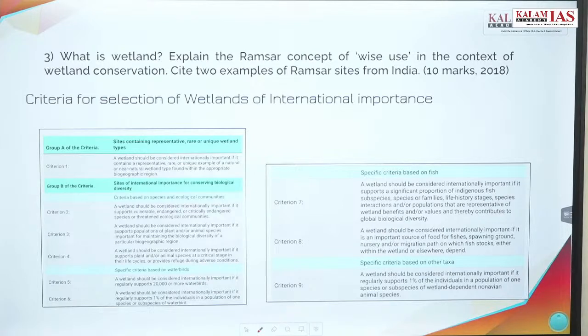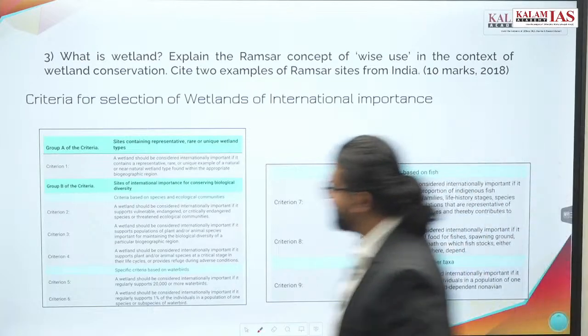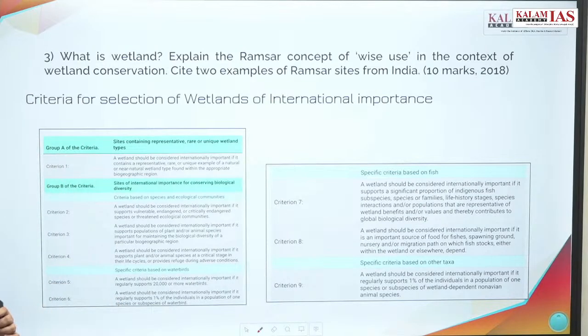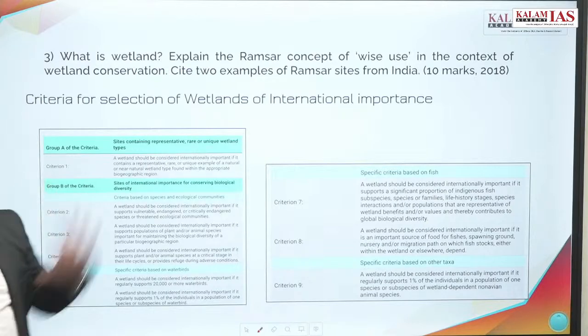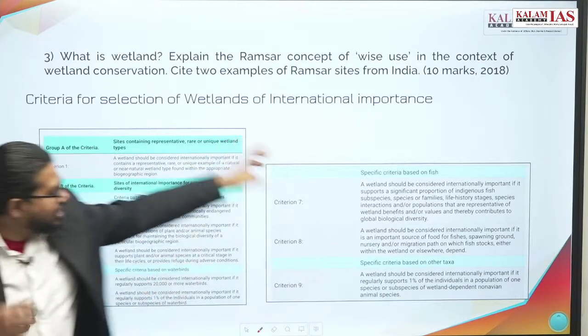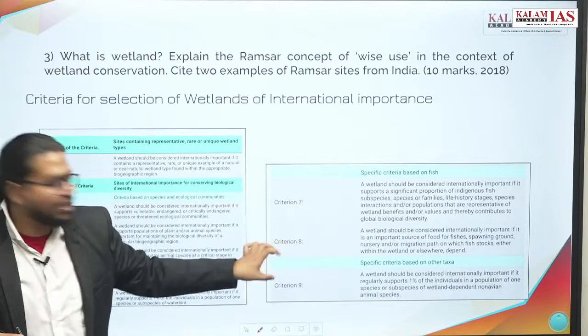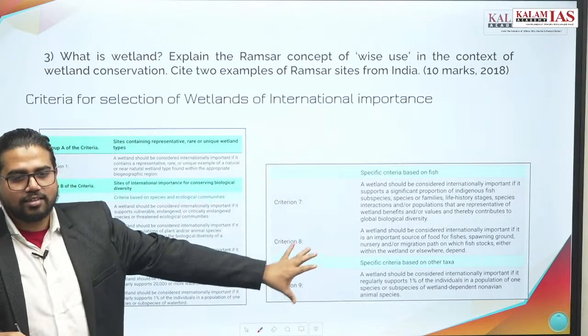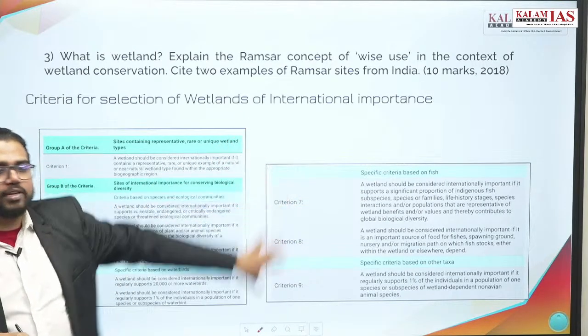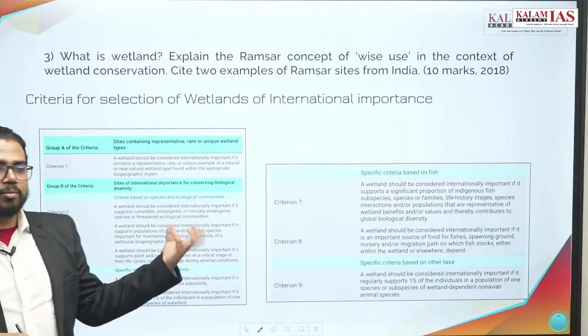I think we should stop this practice. So what is the criteria? You cannot exactly remember all these criteria, exactly criteria 1, 2, 3. This is what you get if you open the Ramsar website. So how to remember this?